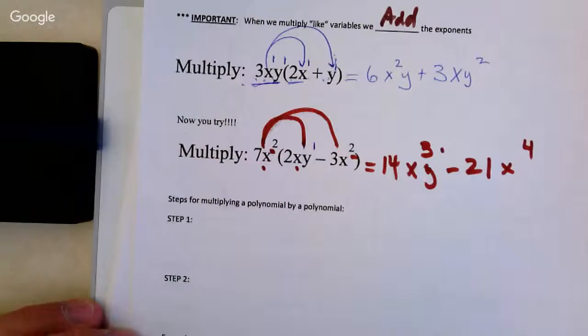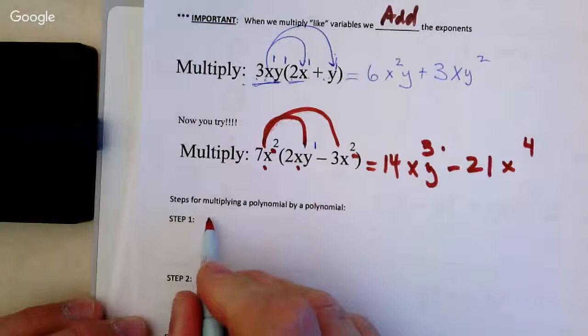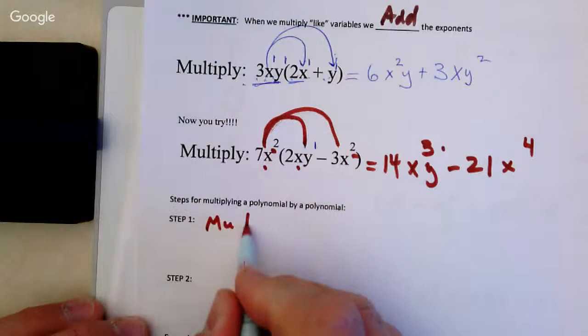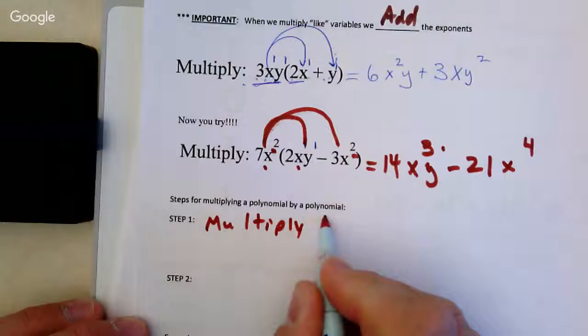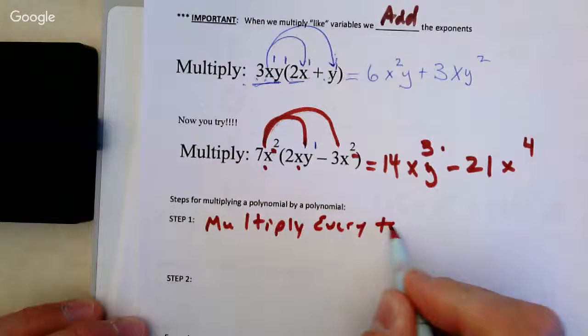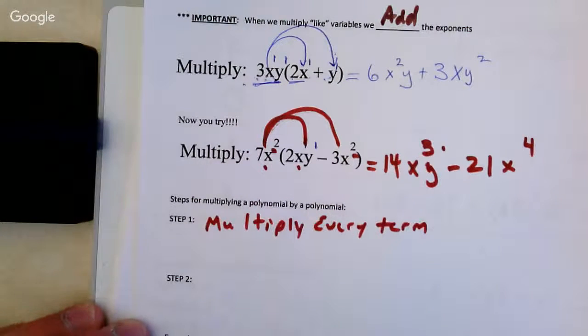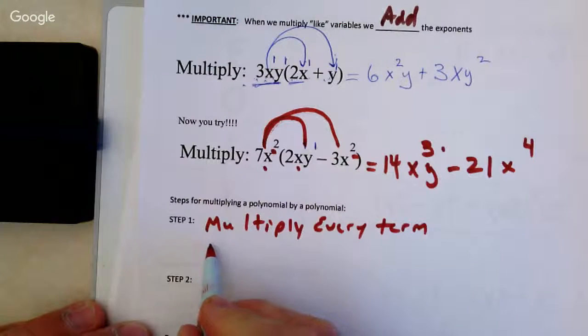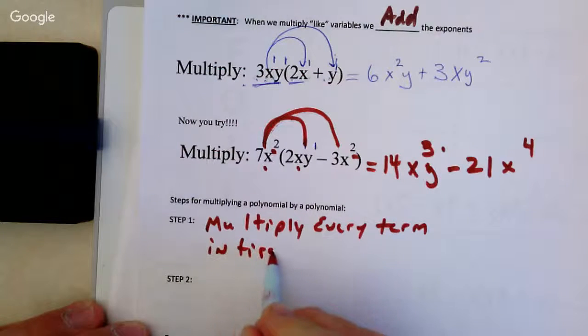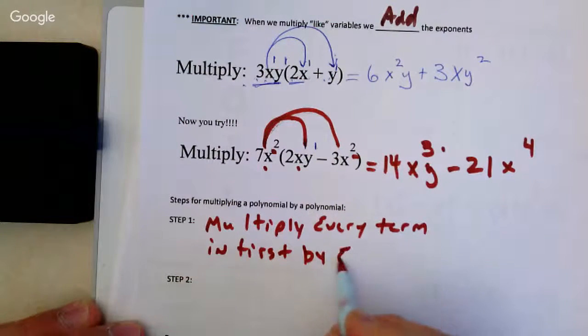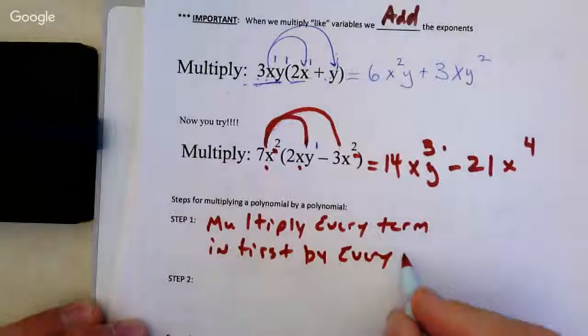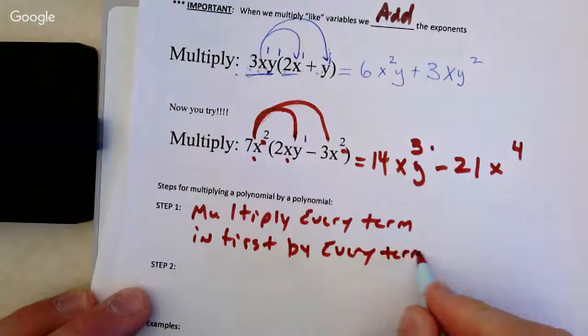Don't forget, when we're multiplying by a polynomial, step one is we have to multiply every term in the first by every term in the second. That's a lot of words, though, so we got an acronym for it.